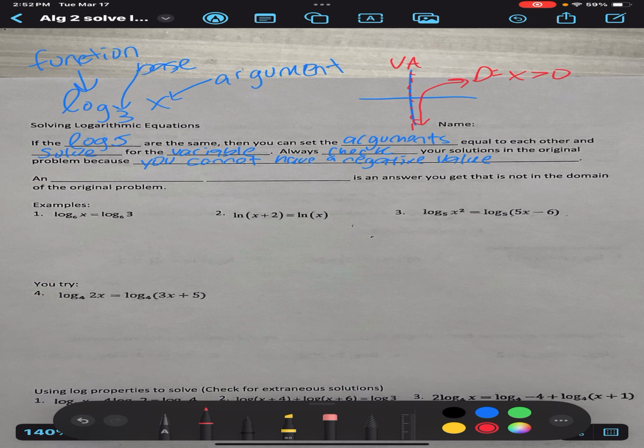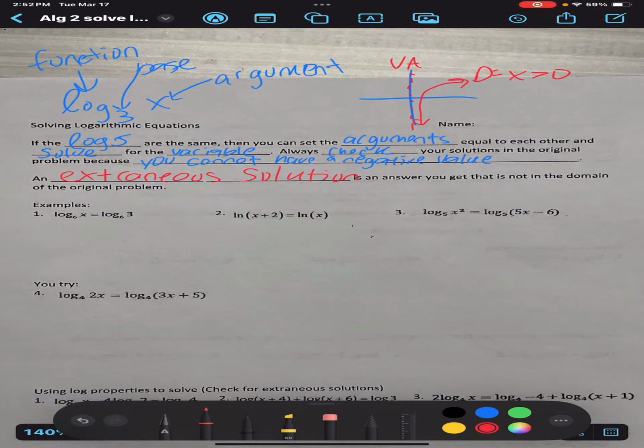Now, an extraneous, yes, those are back, solution is an answer you get that is not in the domain of the original problem. So we will have to do a quick little check when we get our solutions just to make sure if it is extraneous or not.